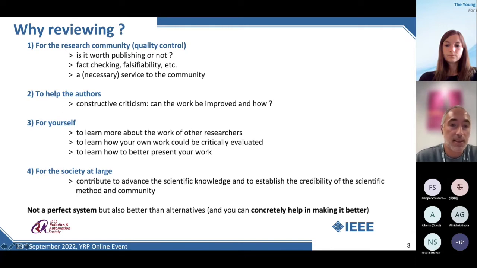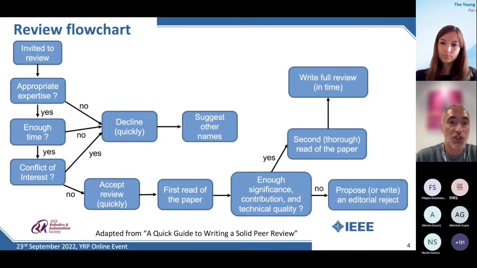And as I said, it's also for society at large. If you consider that you're working in science and technology and you want to bring a contribution to society, this is a way of increasing the credibility of the scientific establishment. The system is not perfect, of course, but it's better than many other alternatives. And anyway, the system depends for the most part on reviewers. So it is your chance, if you think that something is not working well, to help in making it better.